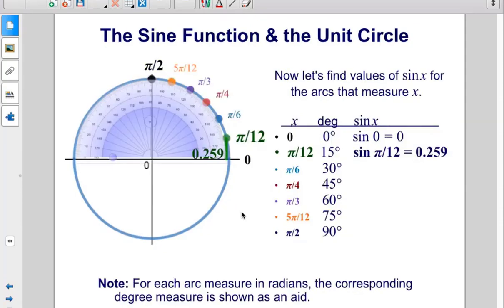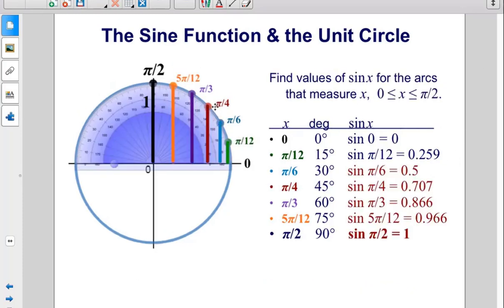Now let's find values of sine x for the arcs that measure x. So we have this point right here at 0. When x equals 0, sine of 0 equals 0. But here, when x equals pi over 12, which is 15 degrees, you can see here on the protractor, if you put that in your calculator, you see that sine of pi over 12 equals 0.259. That's the length of this green line. Now let's go to the next slide to see this table all filled in.